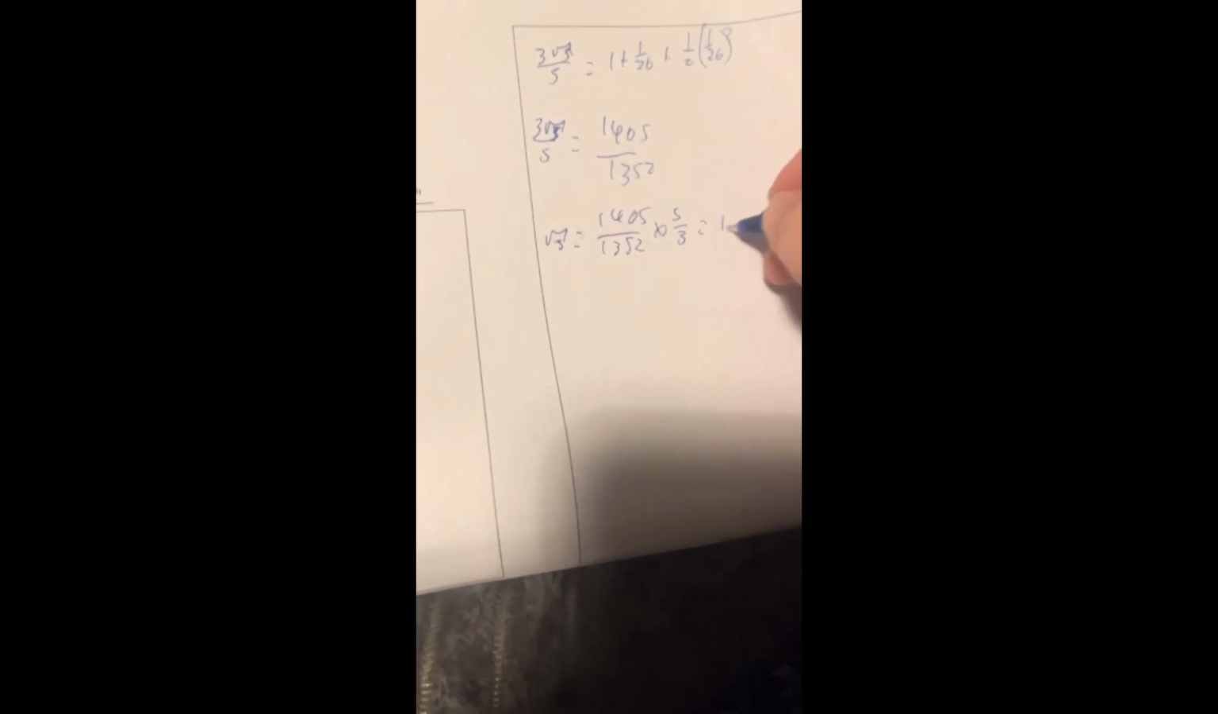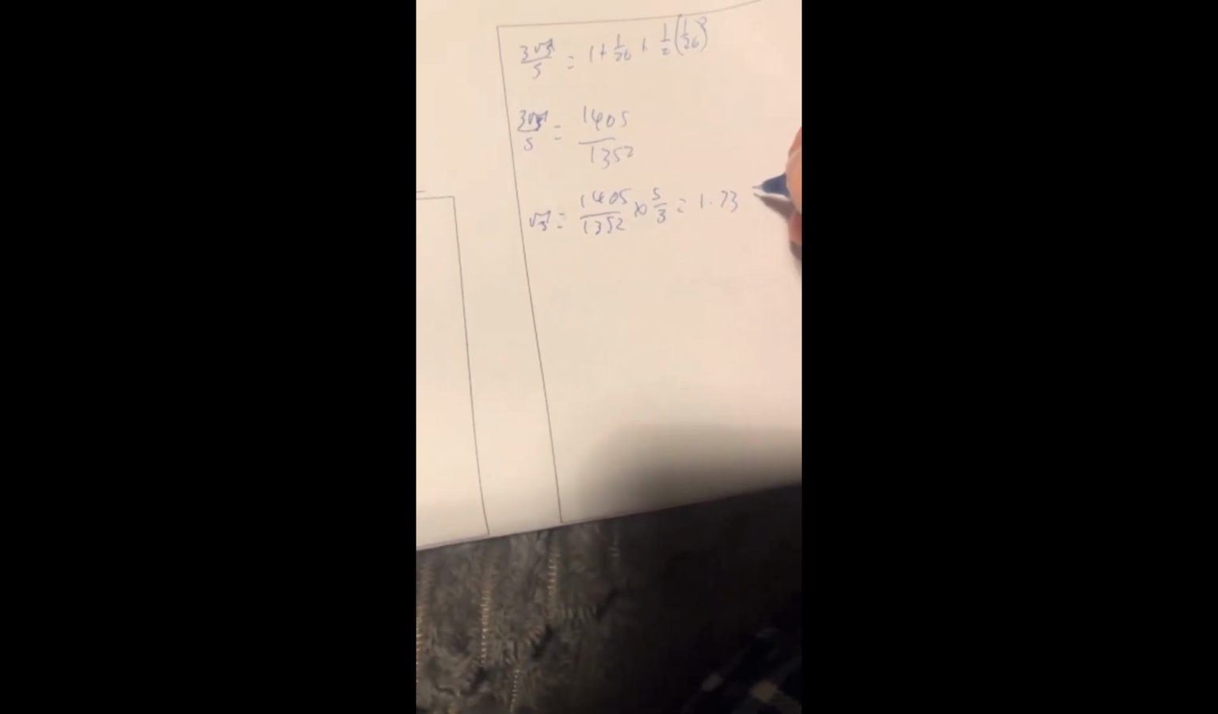And then 1.732. But you want it in the form A over B. So, because the calculator gives it in decimal form, you're going to have to do it separately in your calculator. 1405 times by 5 to get 7025 over 1352 times 3. And that equals 4056. And that is the final answer.